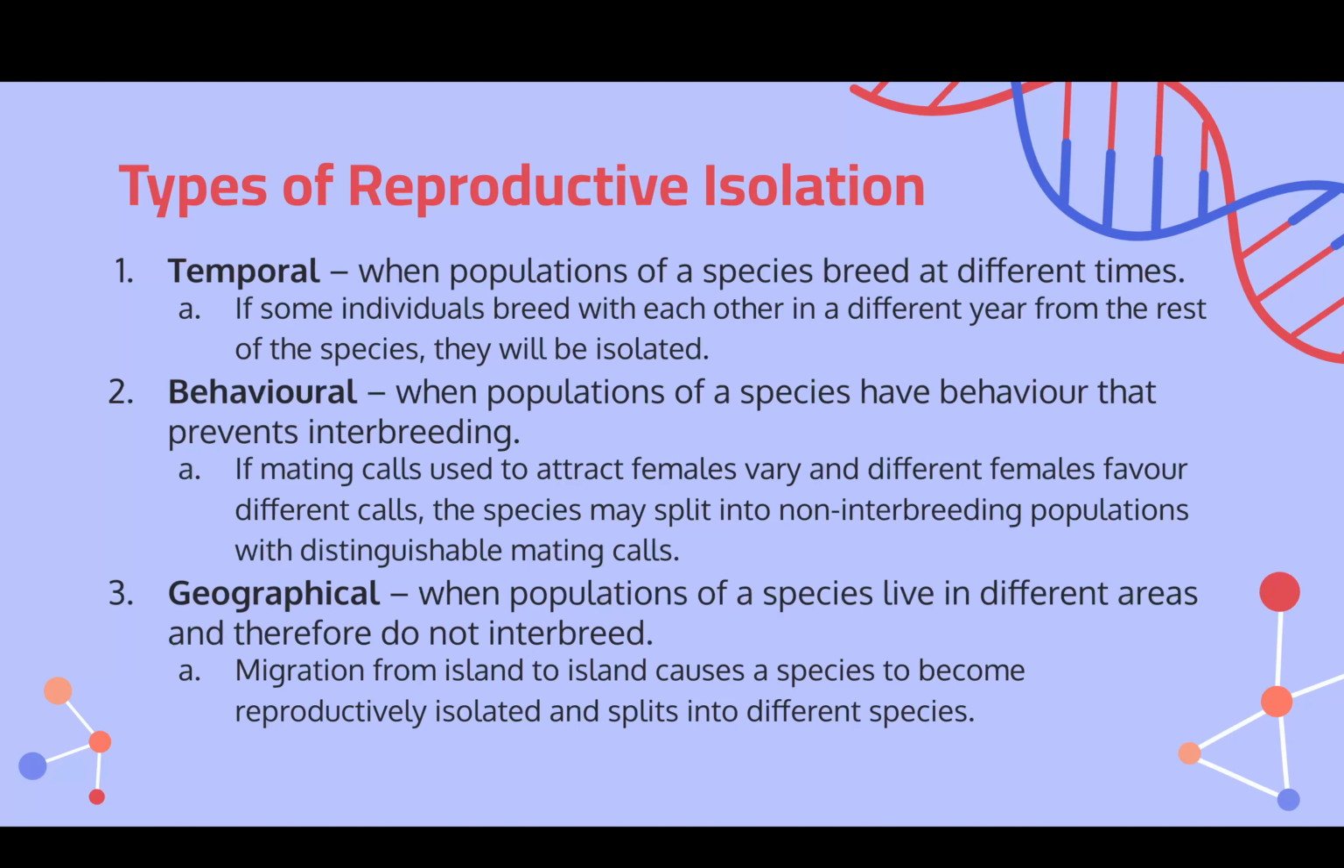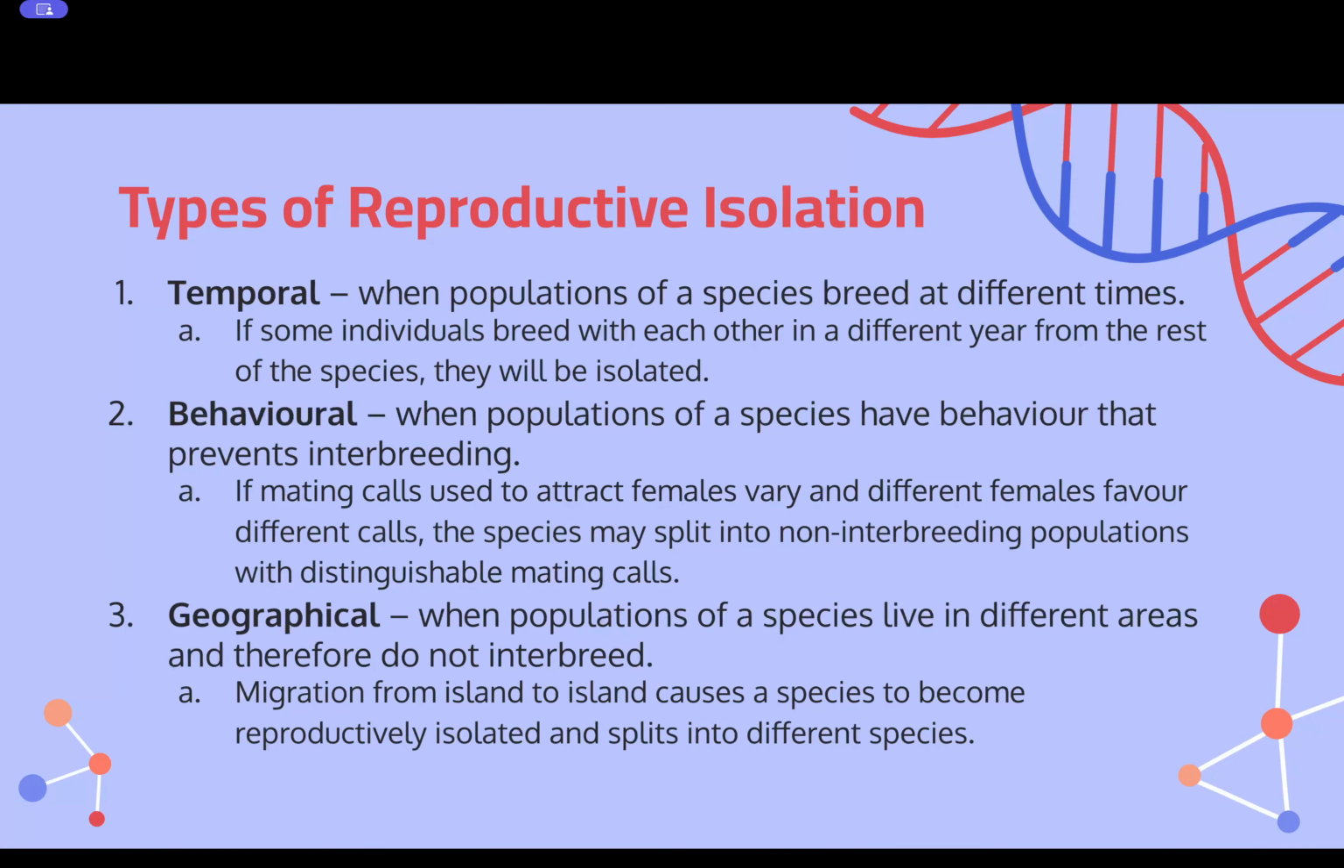Yes, what Jiffy said. Okay, there's 3 different types of reproductive isolation that you need to know: temporal, behavioral, and geographical. So temporal is when populations of species breed at different times.